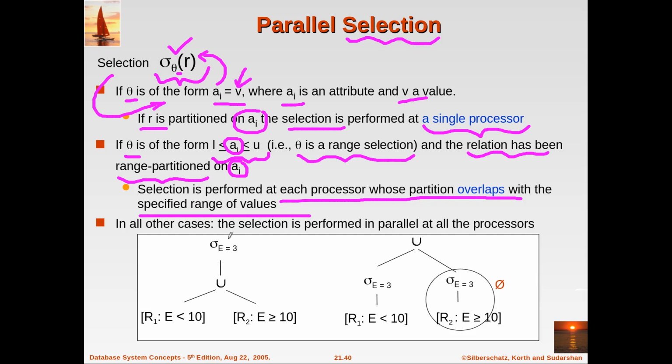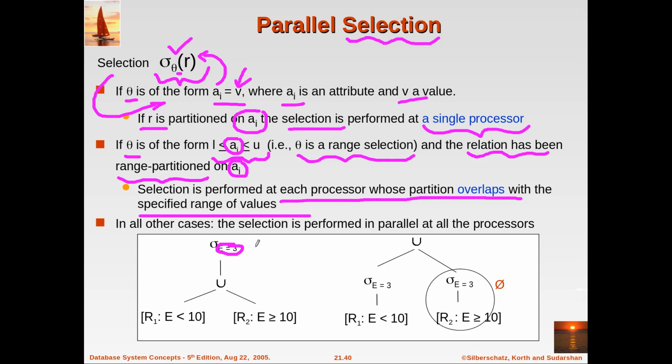For example, if we want to retrieve all the tuples from the relation R with the condition that the attribute E is equal to 3.